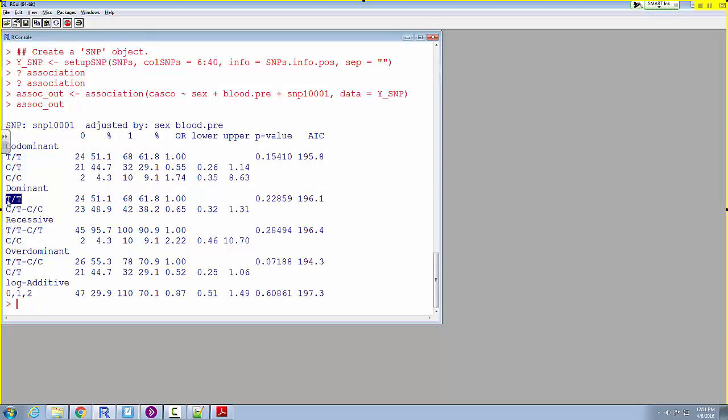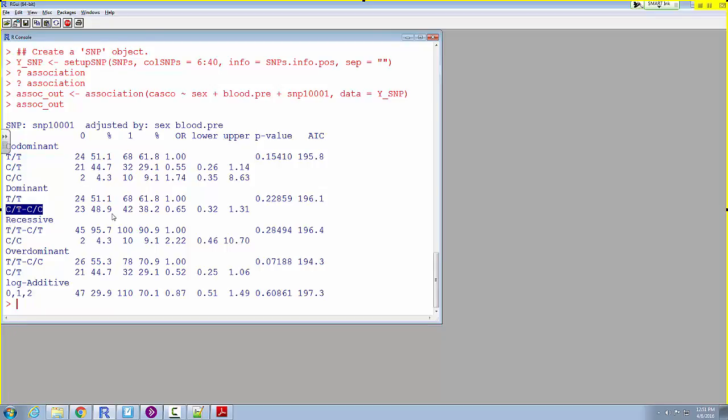And TT is the reference group. It's like we're saying, kind of like control versus treatment, treat the control as the reference, and we'll compute a treatment effect as a beta coefficient in our regression. All this has done is code the genotypes into zeros for homozygous T and ones for everything else.